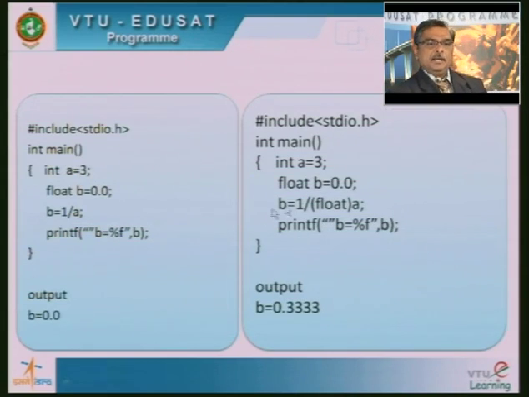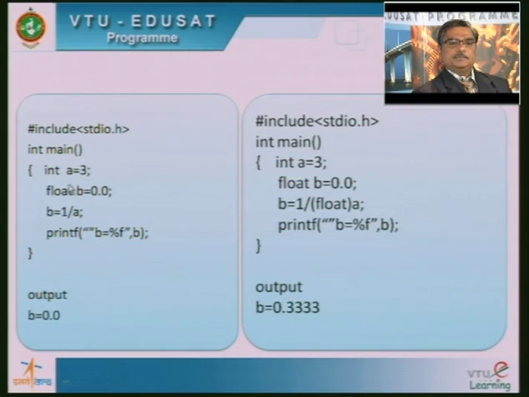So observe this: int a = 3. The value of a is an integer variable, it is 3. float b = 0.0, that is, we are assigning 0.0 as the initial value. Now you have an expression in your program, b = 1 / a. You are expecting 0.33 to be output, but you will not get 0.33, you will get 0.0. What is the reason?